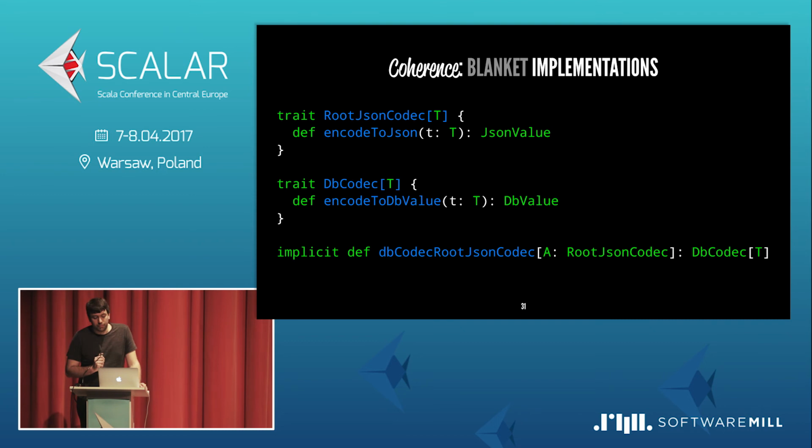One more problem with coherence if we have blanket implementations. Here's an example. We have a codec to encode a certain type to JSON, and then we have a codec to encode a certain type to a value that we can store in a database. Both are type classes, obviously, and we're saying if we know how to encode something as JSON, then we know how to encode it to the database. We're going to assume that we're just going to encode it in JSON before giving it to the database. And here it should be TNT, obviously.